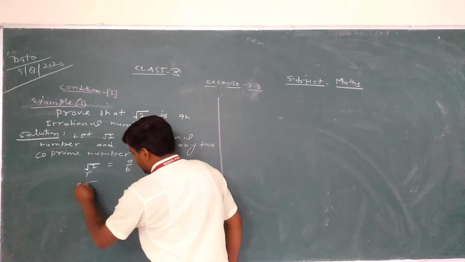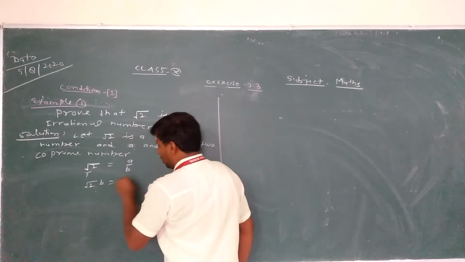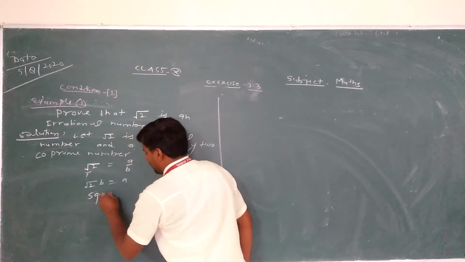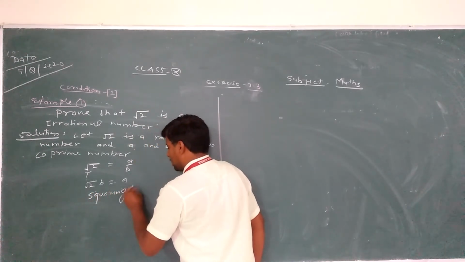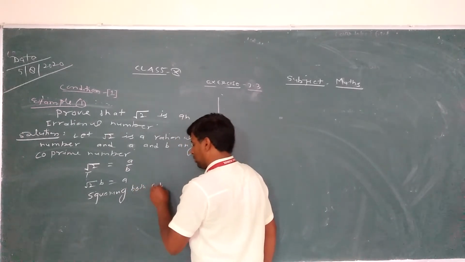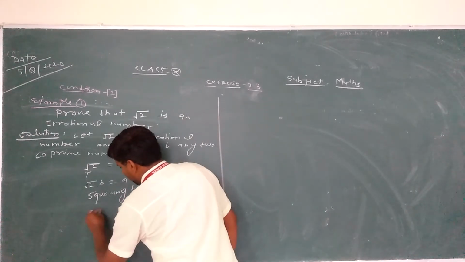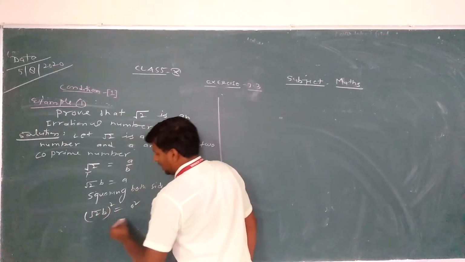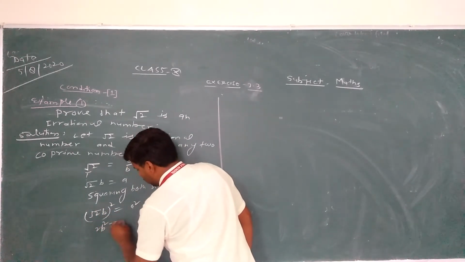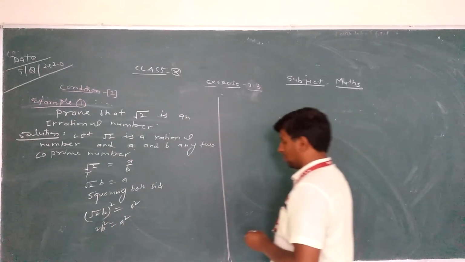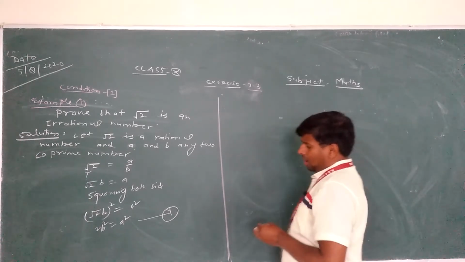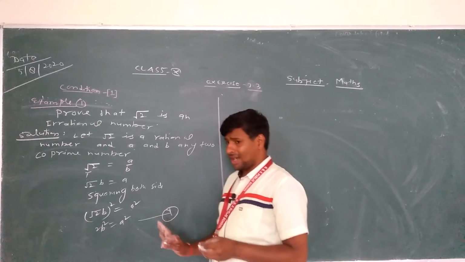By cross product, root of 2b equal to a. Then we can write down here, squaring both sides. So root of 2b equal to a square. 2b square equal to a square. Equation number first. It means, इसका means क्या है?